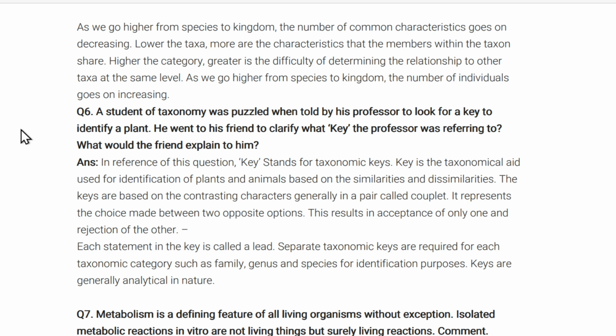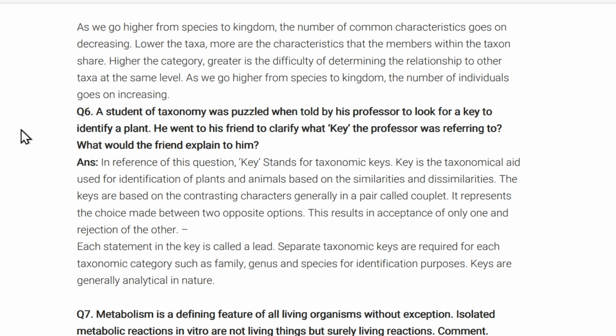Question number 6. A student of taxonomy was puzzled when told by his professor to look for a key to identify a plant. He went to his friend to clarify what key the professor was referring to. What would the friend explain to him? Answer. In reference to this question, key stands for taxonomic keys. Key is the taxonomical aid used for identification of plants and animals based on the similarities and dissimilarities.